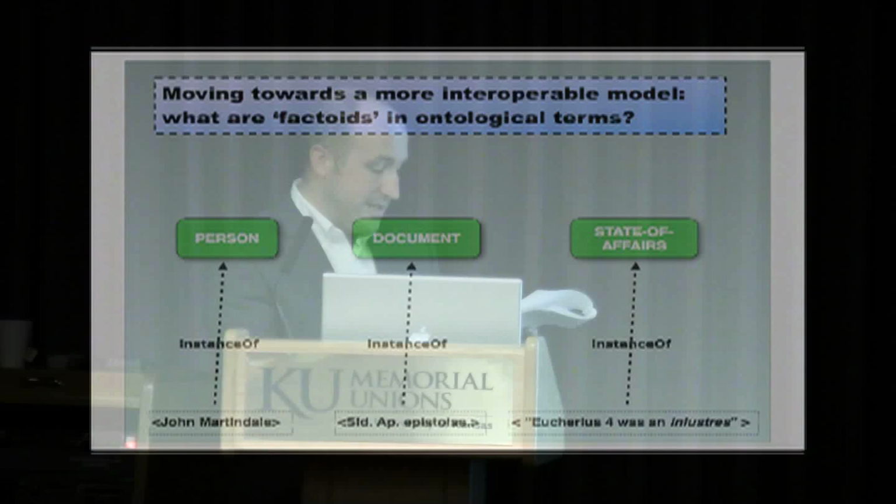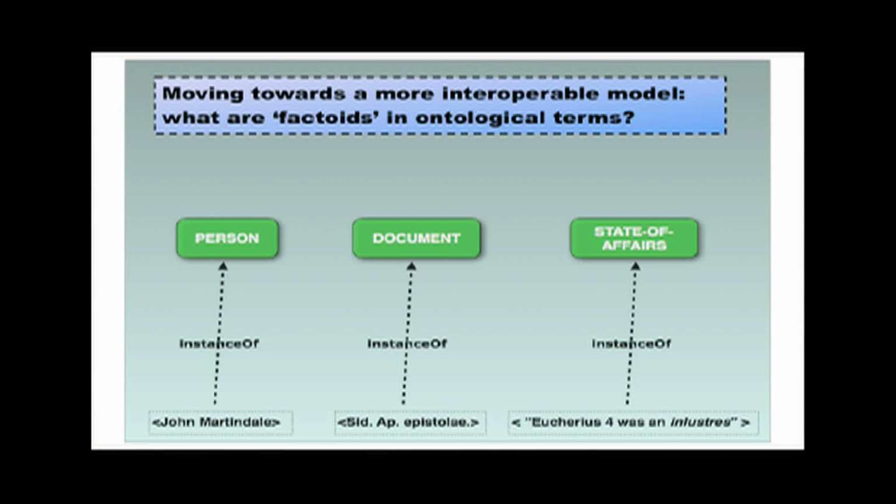We realize that each time we introduce a factoid, we imply the existence of at least three entities: a person who creates the factoid, a document that contains the factoid, and a state of affairs, which is what the factoid is about. So with reference to the example I presented at the beginning, the person would be Martindale, the document is the epistolate he was looking at, and the state of affairs is the fact that Eucherius IV was defined as an illustrious person.